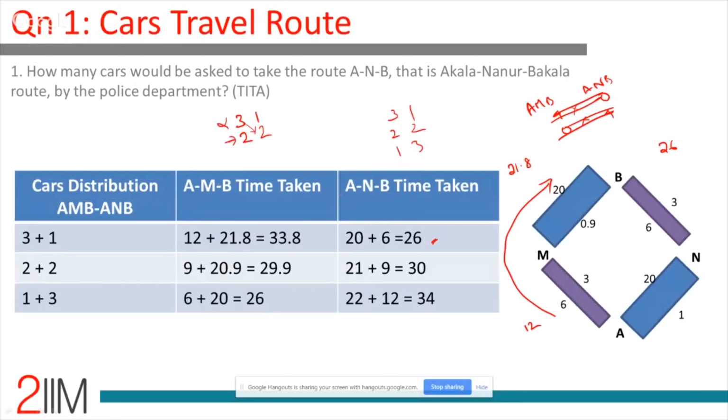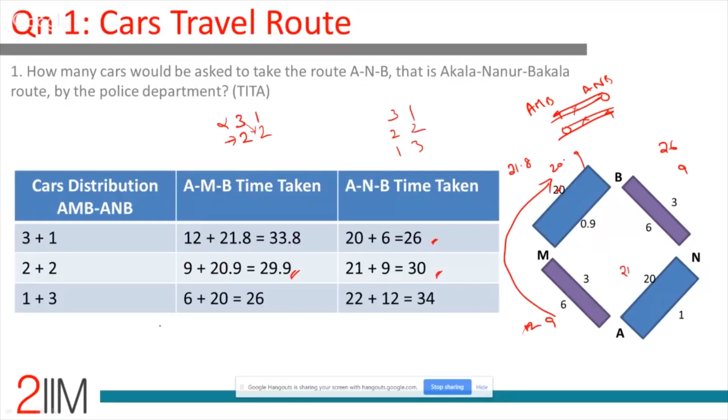Let's think about 2-2. If there are 2 people like this, then this leg would take 9 minutes. This leg would take 20.9. This leg would take 21 minutes. This will take 9 minutes. So 9 plus 20.9, 29.9, 21 plus 9, 30.